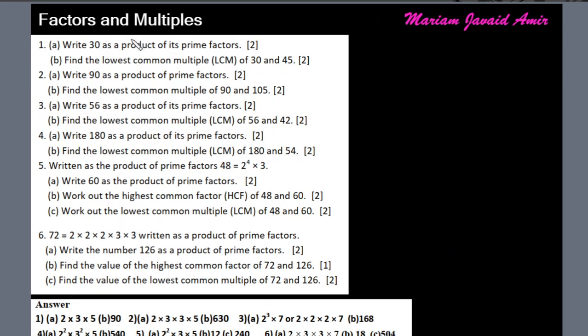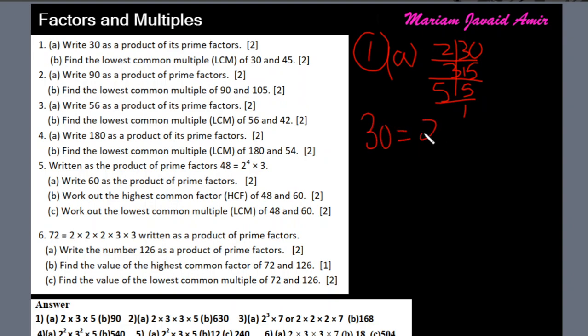Okay, next we have again question number 1, where we have to write 30 as product of prime factors. So simply start dividing 30. Start with 2, 2 15s are 30, 3 5s are 15, and 5 1s are 5. So 30 in the form of prime factors is 2 times 3 times 5.